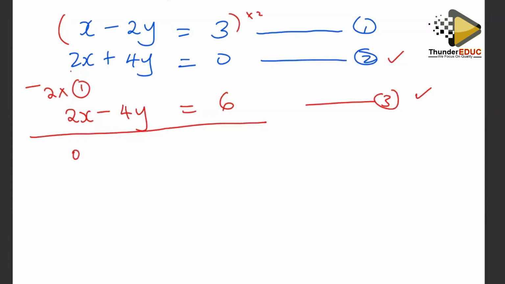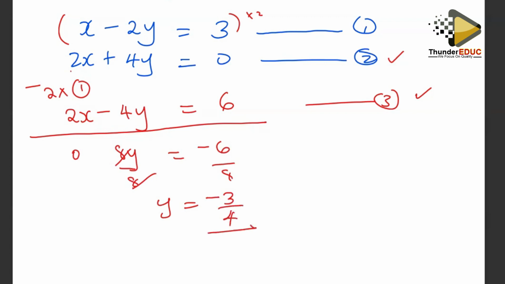4x minus 4y minus 4y, that's going to give me a positive 8y. And then 0 minus 6 is going to give me negative 6. And then I'll divide both sides by 8. So my y is going to give me negative 3 over 4. So this is the y value.